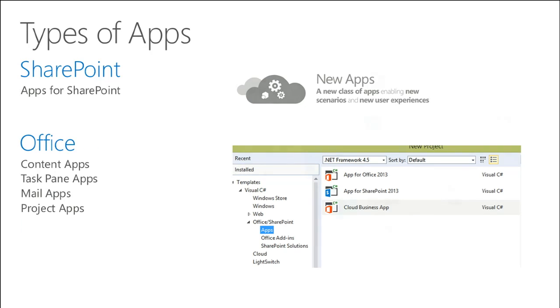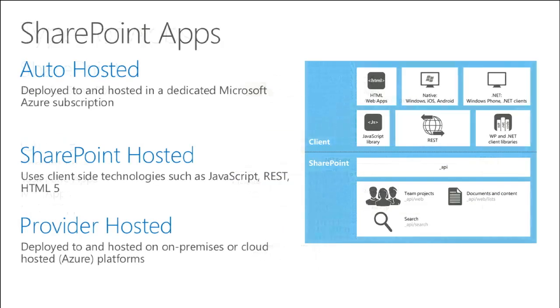The different types of SharePoint apps, again, this is just a level set, and I'm sure most of you know this. Auto-hosted is deployed into Office 365 and runs in a dedicated Office 365 tenant. SharePoint hosted, the app is deployed into SharePoint, but all of the SharePoint implementation runs on the client using JavaScript and client-side code. And then there's provider hosted, which is you bring your own application stack. So think Facebook and Farmville, right? Farmville is the provider hosted stack, and Facebook is SharePoint.